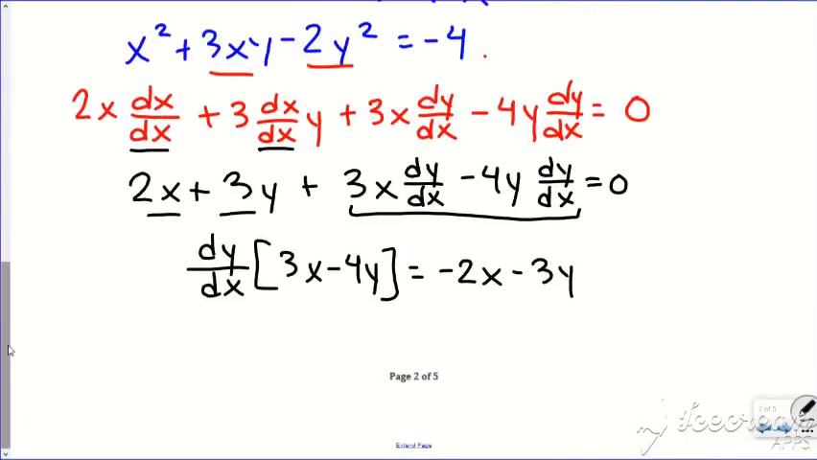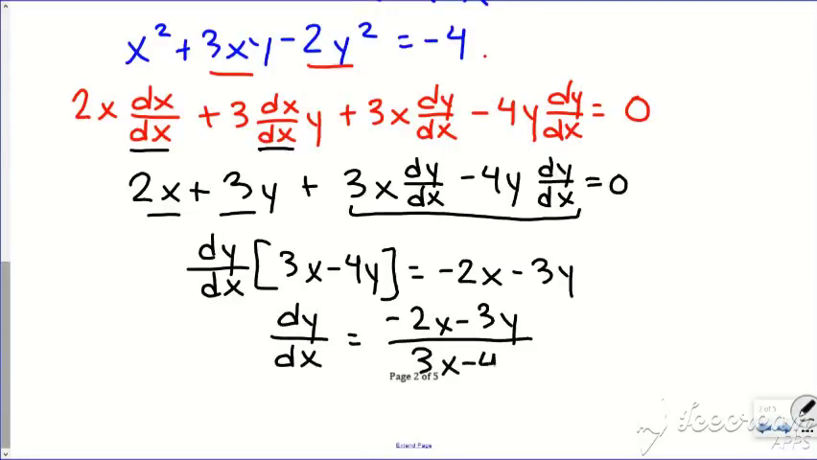All right. And finally, I just want to divide, because I'm trying to isolate dy/dx here. I want to divide by 3x minus 4y. So dy/dx will be equal to negative 2x minus 3y divided by 3x minus 4y. And that is our final answer. If I asked you to plug in a point, you could plug in the point x and y here.